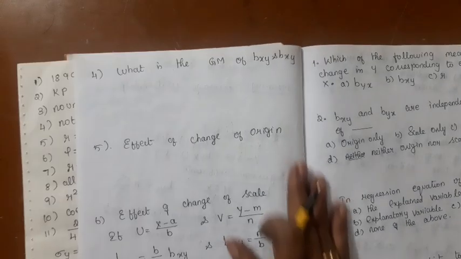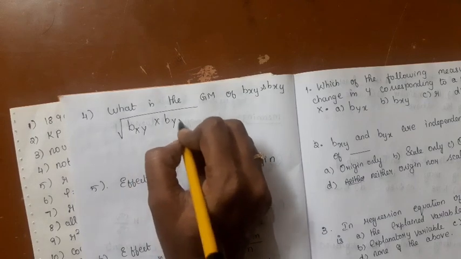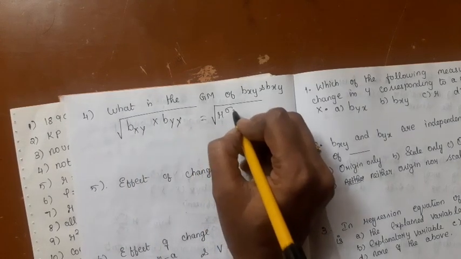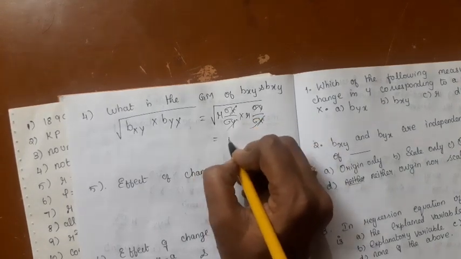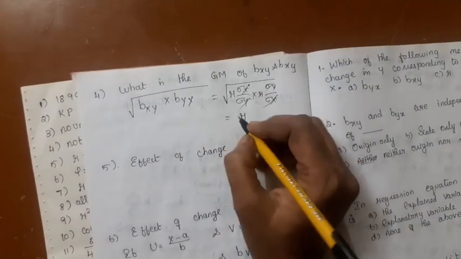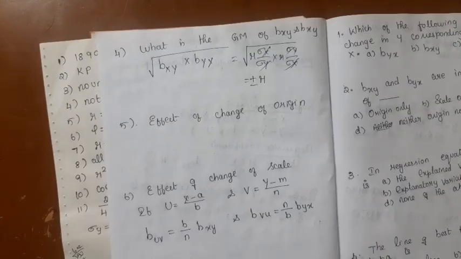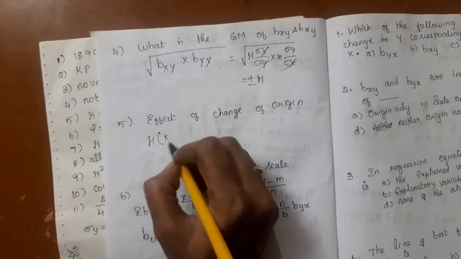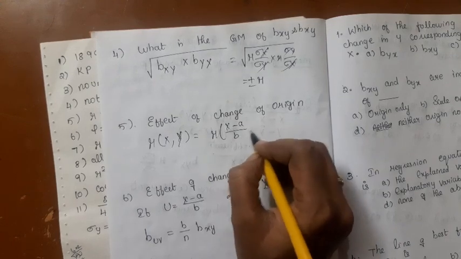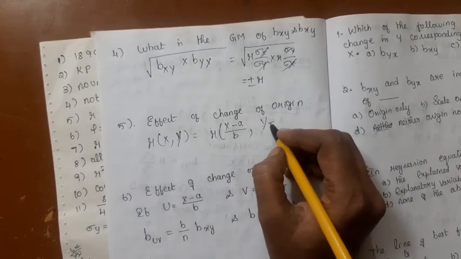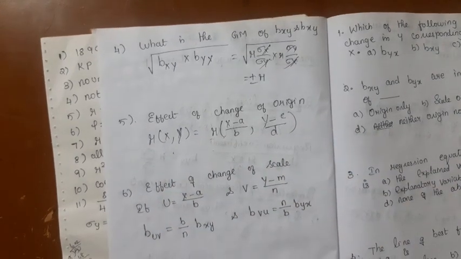The geometric mean of regression coefficients: you multiply and take the square root. That is the geometric mean. The geometric mean of two regression coefficients gives you the square root, plus or minus r. The geometric mean of two regression coefficients is the correlation coefficient. And the correlation coefficient is not affected by the change of origin and scale. Even if from x you reduce a and divide by b, and from y you reduce c and divide by d, the correlation will remain the same.